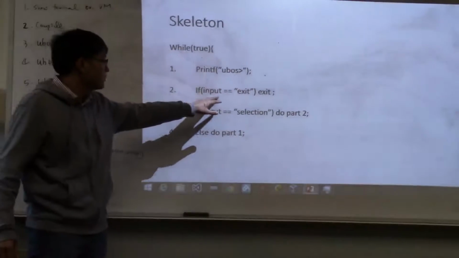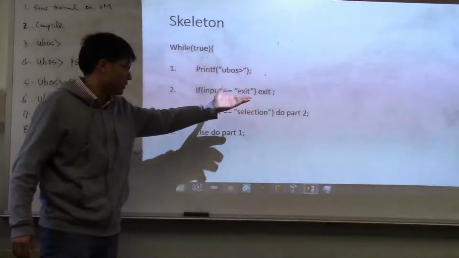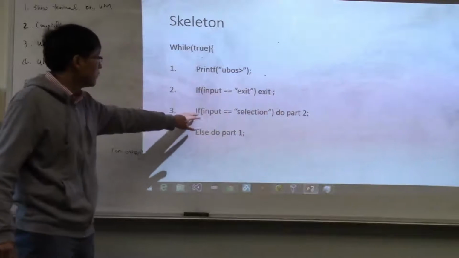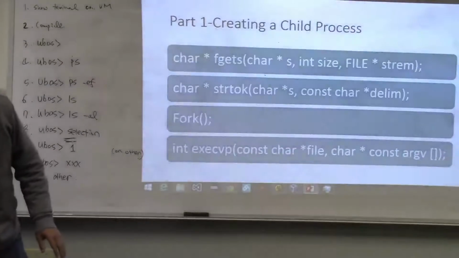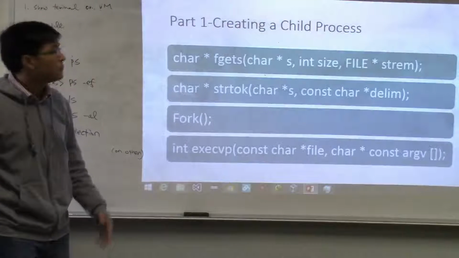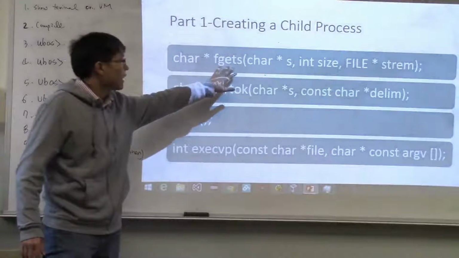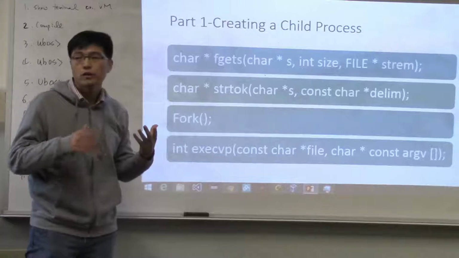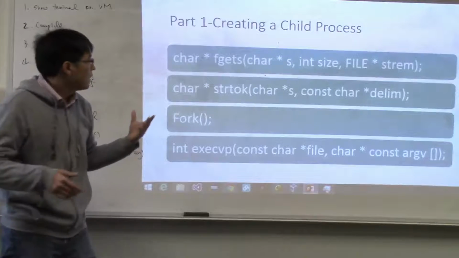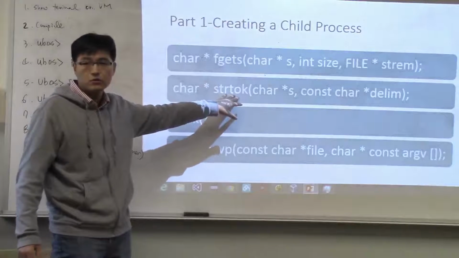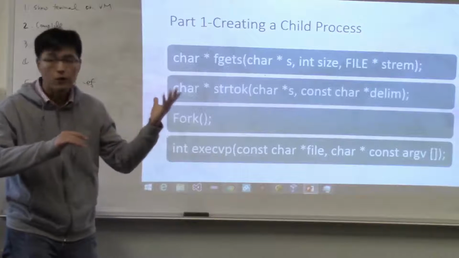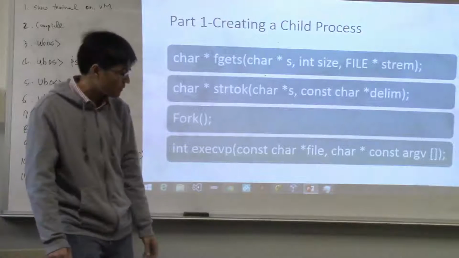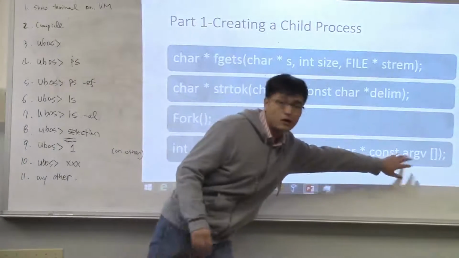Which means into the prompt, and then if input equals exit, exit the program, and if input is selection, do part 2. Otherwise, do part 1. This is the key point of part 1. First, I use fgets to get the user input from the standard input. And then I use this function to split the user input into an array. It's kind of a tokenizer, like in Java programming or the others. It will be used here.